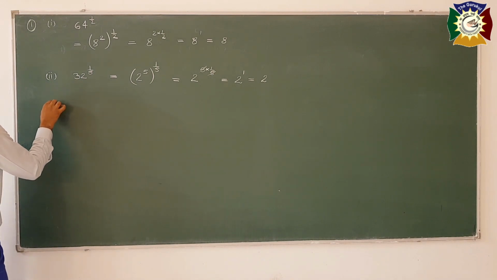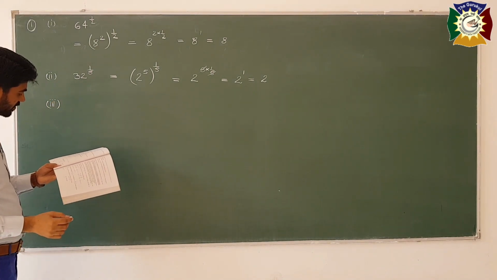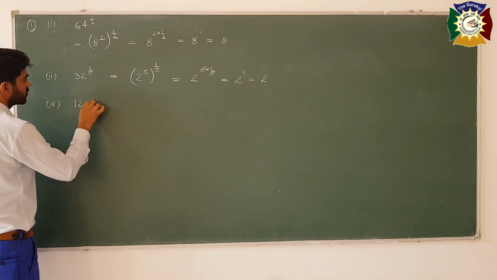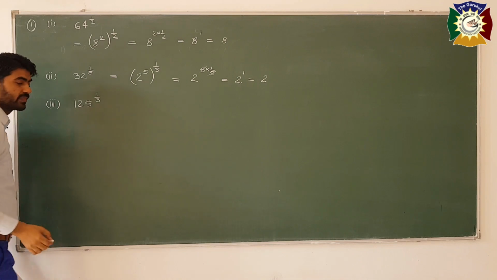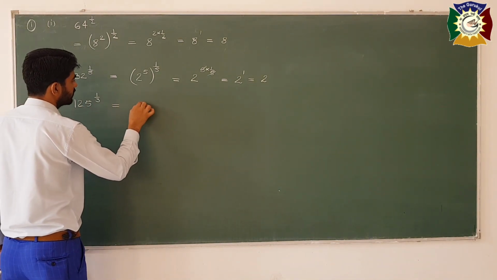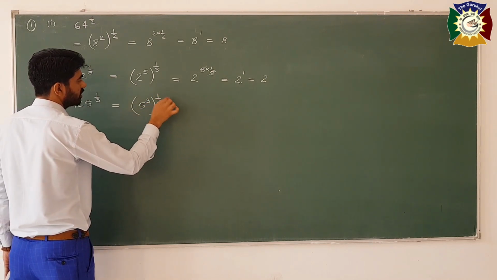Third part, we have 125 to the power 1 by 3. Again it is very simple. We can write 125 as 5 to the power 3 whole to the power 1 by 3.